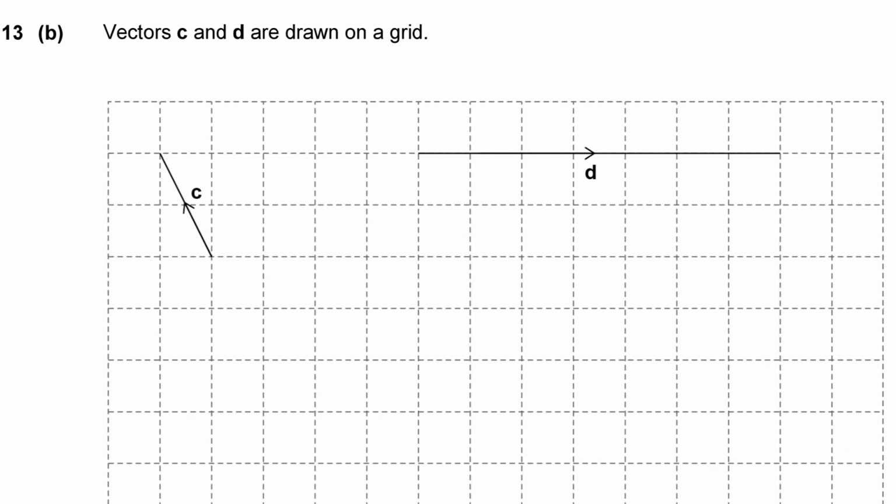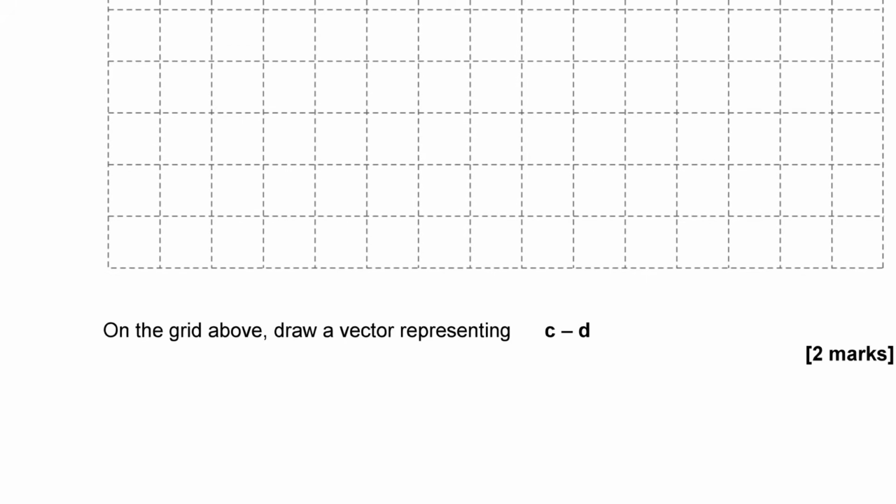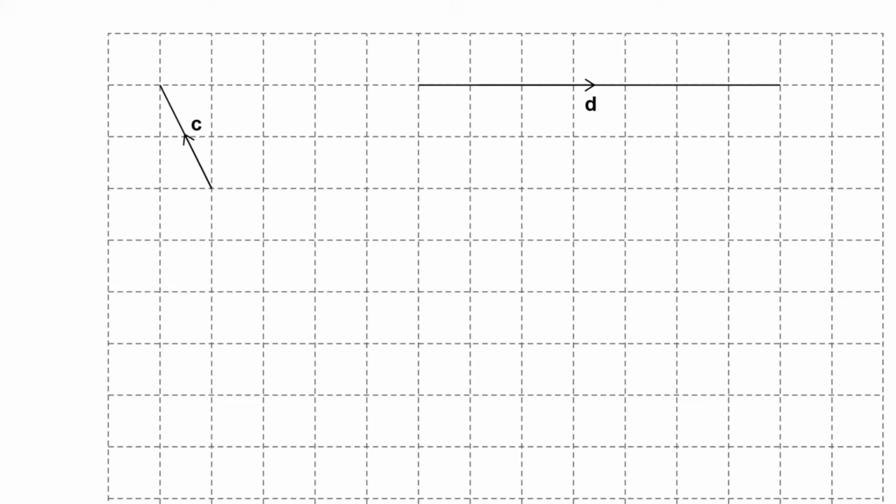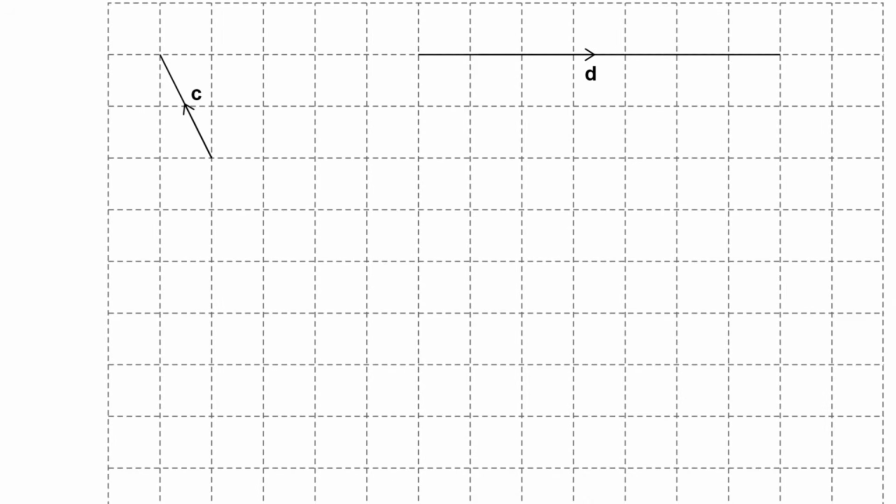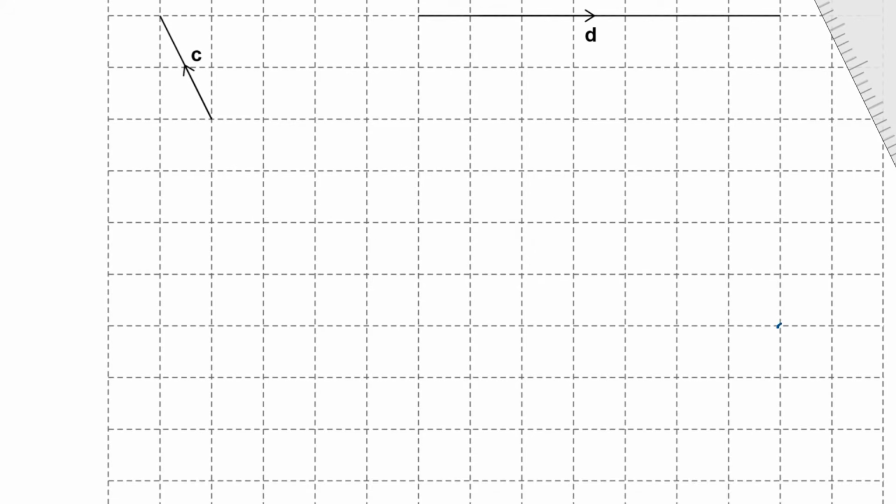Question 13b. Vectors c and d are drawn on the grid. Yes, they are. On the grid above, draw the vector representing c minus d. Okay, c minus d means going along vector c and going against vector d. Okay, so I'm going to start. So c is going from right to left and d is going from left to right, but we want to do c minus d, so it's the other way around. So I'm going to start on the right hand side of my paper, otherwise I'm not going to fit it all in. So let's start at this point here.